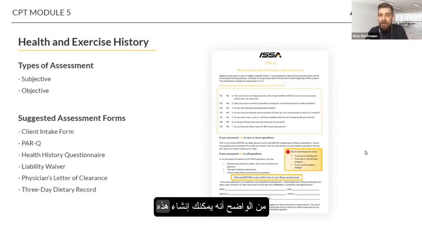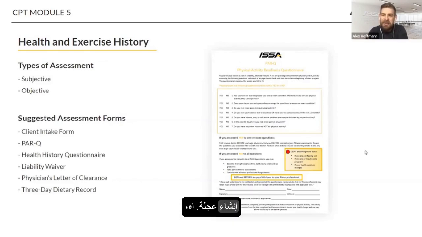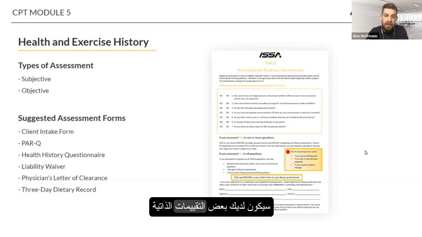Obviously, you can create these on your own or use whatever the gym that you're employed at uses. But if you're on your own, there's no need to recreate the wheel. These are already there for you in that downloadable section of your course. And you'll notice with these assessments for health and exercise history, you're going to have some subjective assessments, which are opinion-based measures or assessments.